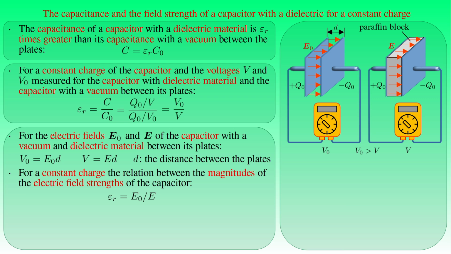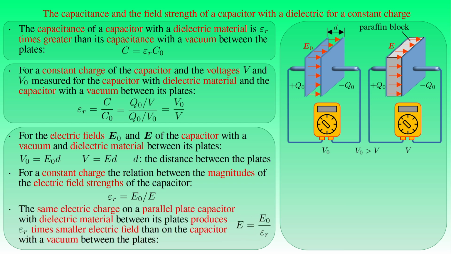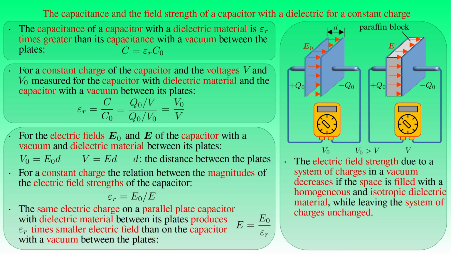This formula indicates that if the charge on the plates of the parallel plate capacitor creates an electric field with the field strength E0 in the space between the plates in a vacuum or air, then the same amount of charge creates a weaker electric field with the magnitude E in the dielectric, that is, a field strength epsilon r times smaller than the field strength in a vacuum. This result obtained for the field strength in the case of this experiment with special conditions is also true in general. That is, the electric field strength due to any system of charges placed in a vacuum decreases everywhere if the space is filled with a homogeneous and isotropic dielectric of the same dielectric constant, while leaving the charges unchanged.